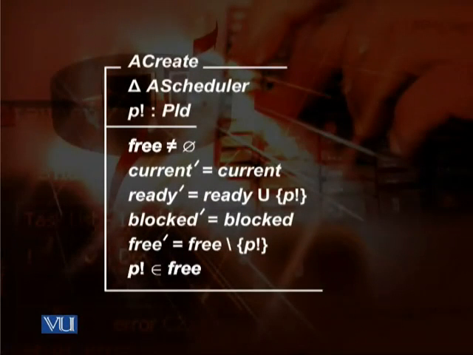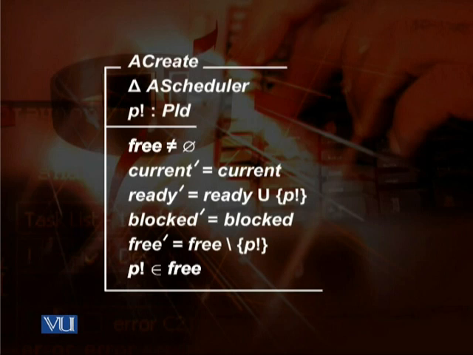The first operation is create. So we have this create, which is delta scheduler. It changes the scheduler. We have the output as a PID. P is a PID. The precondition is that the free is not empty. So we can assign a PID to this new process that is coming. The new current is equal to current. That is, we are not changing the state of the current. If there is a process which has the CPU, it will remain there.